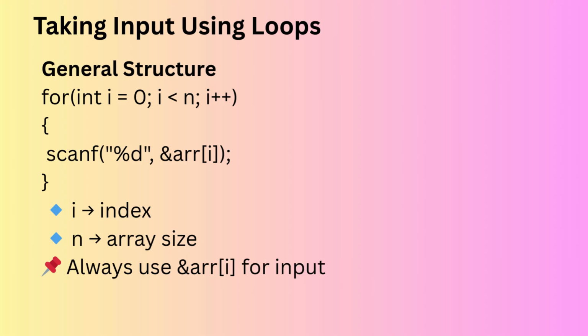So what is it doing here? We're taking input at the ith position of the arr integer array. Since arr is an integer array, we use %d as a format specifier, where i is the index position and n is the array size. Never forget to include the ampersand sign before arr[i] when taking input.